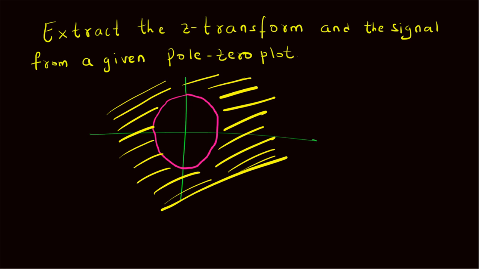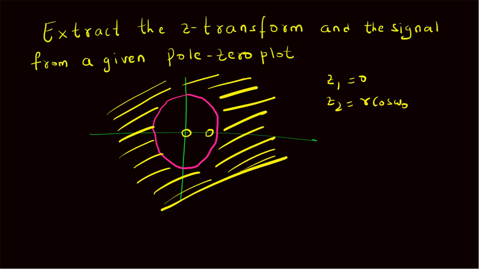So one zero at the origin, and another zero at a point Z2. Z1 is at the origin, Z2 is R cos omega naught, where R is the radius of the circle. So we have two zeros, one at 0 and one at R cos omega naught. So both are on the real line.